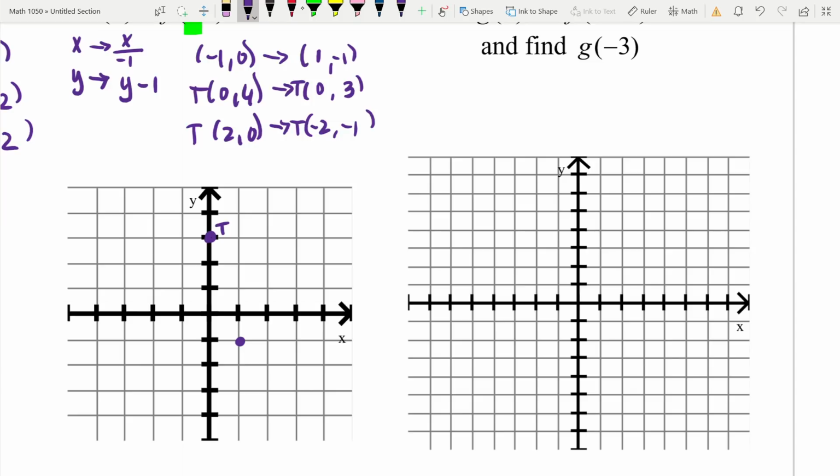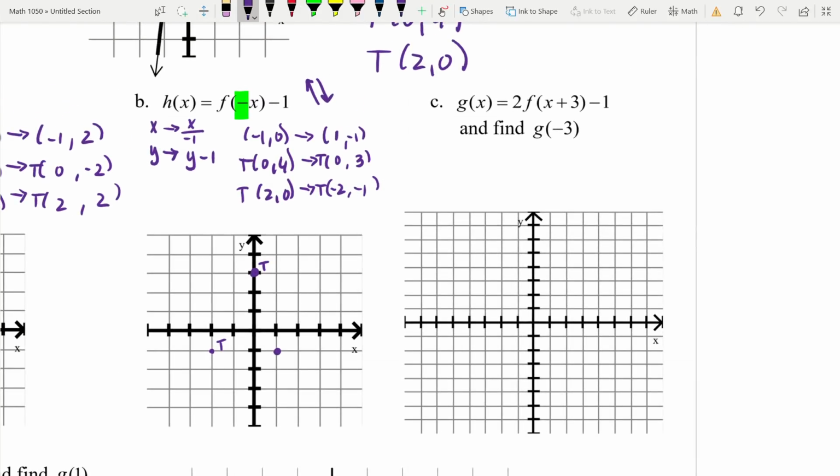-2, -1, left 2, down 1, and I'm going to put a T. Now I'm going to start graphing it. I know the left part is supposed to be up. So look, guys, I come like this. I'm up high. I hit that graph.